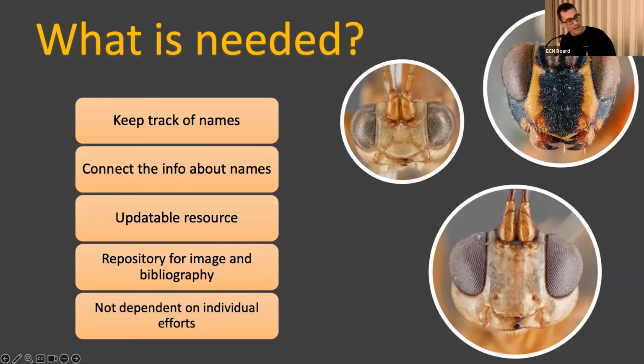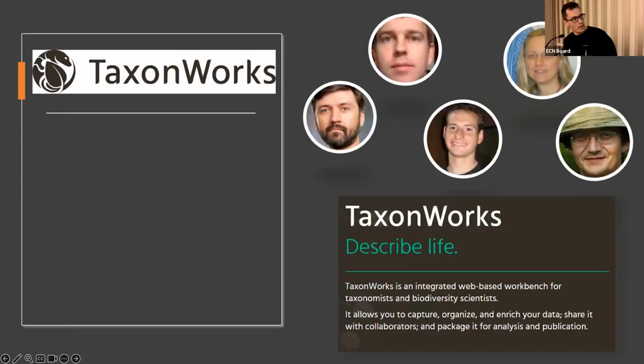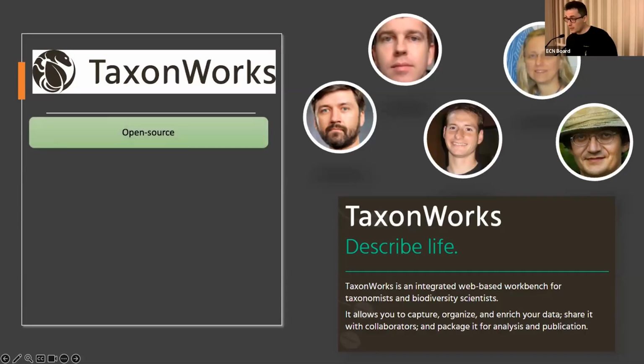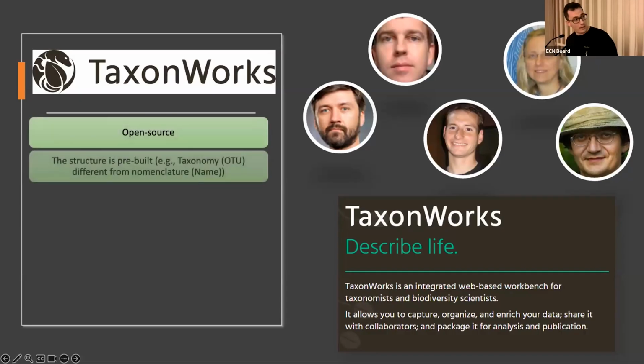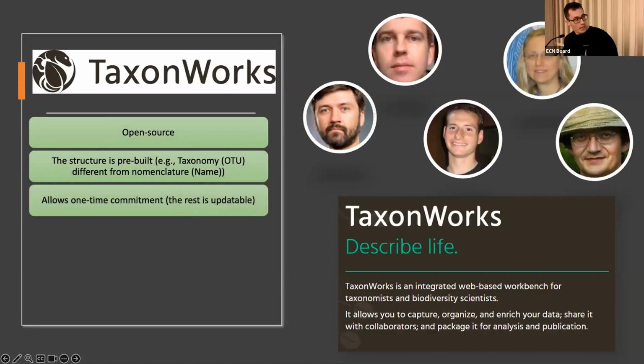So this is why I started the project 1 year ago, not alone, working with this fantastic group of people, the Species File Group in TaxonWorks. And those are just a few of the people over there. It's done by many more. Why TaxonWorks? Well, it's an open source database. The structure is sort of pre-built, so you are able to attach the OTU, so all the information, to the actual name very easily. You don't need to worry about coding.